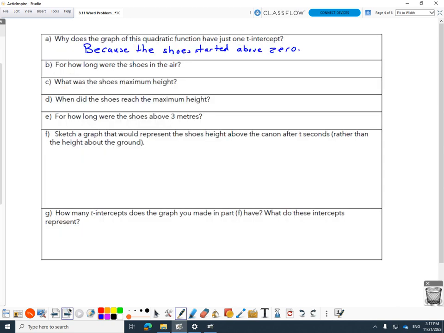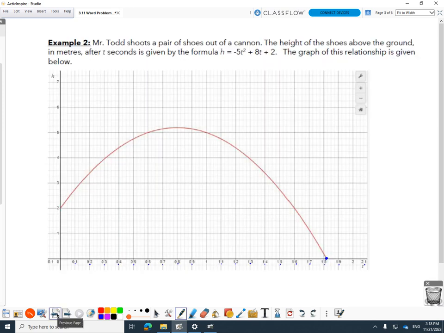Where's the questions? How long were the shoes in the air? 1.8 seconds. And what was the shoes' maximum height? What's the highest my shoes got up in the air? Yeah, no, his answer's perfect, actually. That's exactly the way you should be thinking about it.